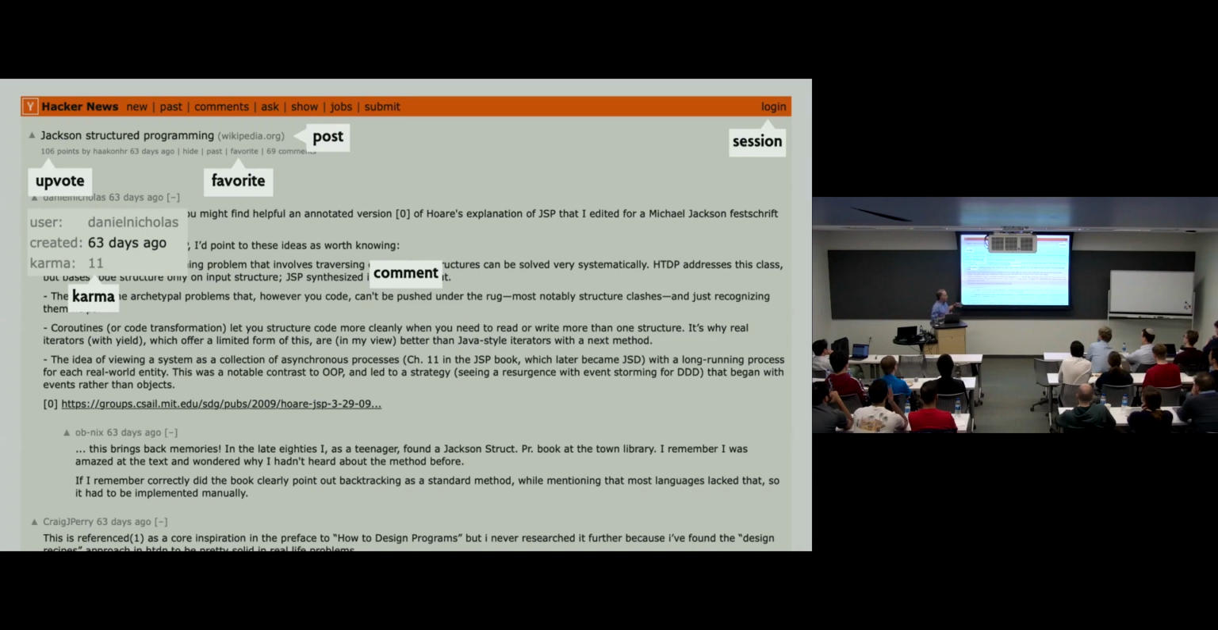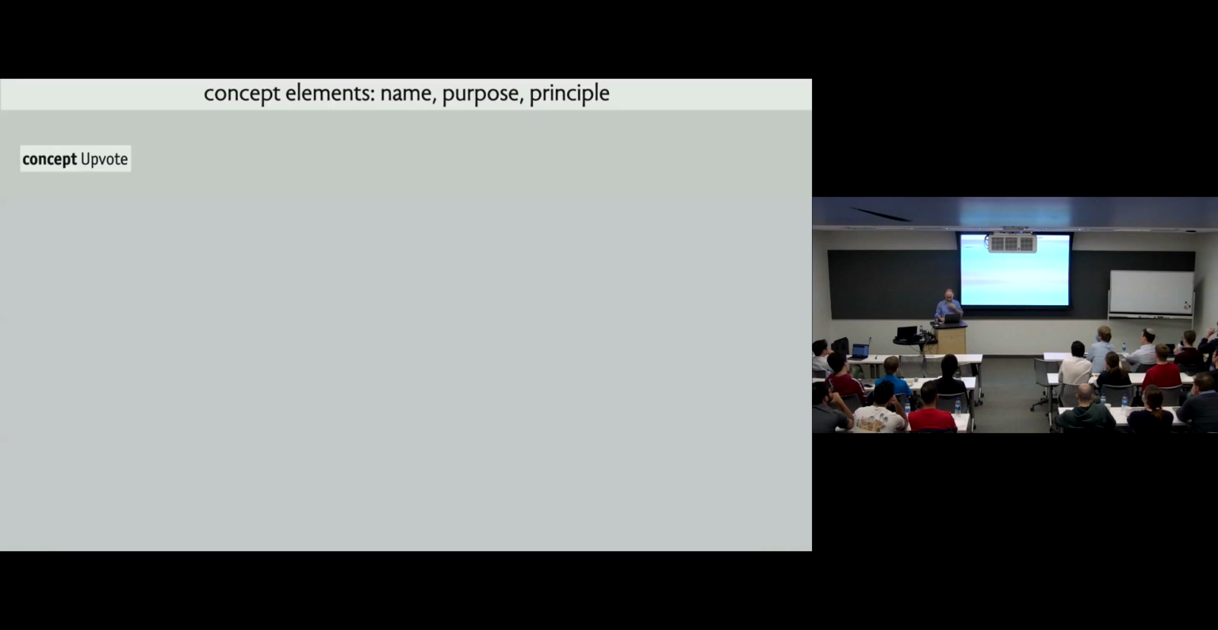So my claim is that the reason we know how to use a website like this is not because we've seen this site before and this particular configuration of concepts, but because we've seen all these particular concepts before. So what is a concept? So let's take the concept of upvote.